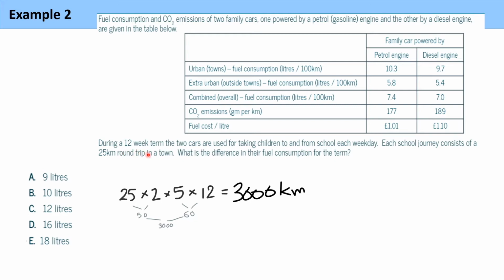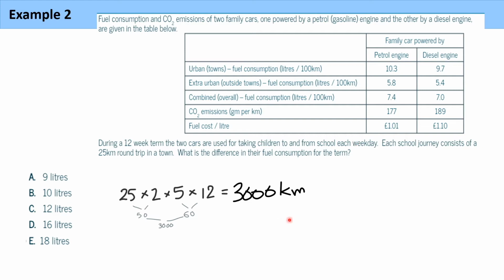So it says that each term is 12 weeks long and the children are taken to and from school, and it says that the round trip is 25 kilometers. So that's why we have 25 kilometers for the round trip multiplied by 2 because it's to and from, and the 5 weekdays in a week, and it's a 12-week term. So that gives us 3,000 kilometers. The grey bit at the bottom is just a simpler way that I use to work it out mentally.